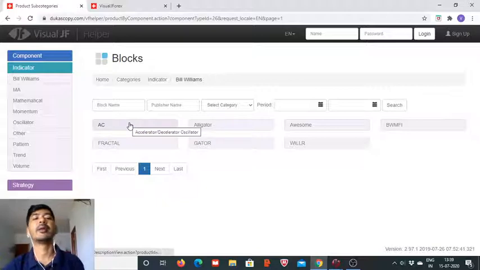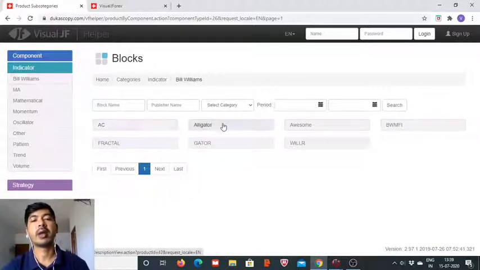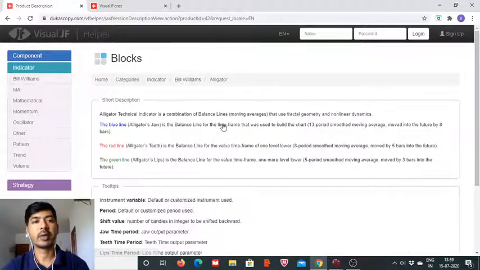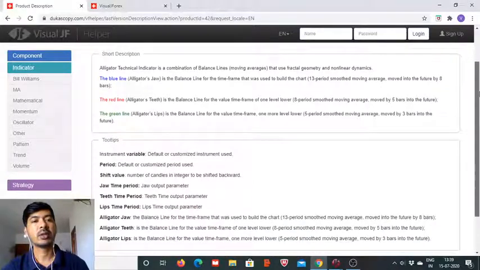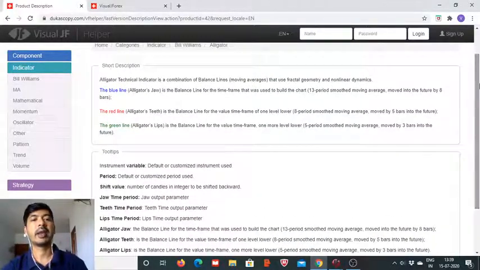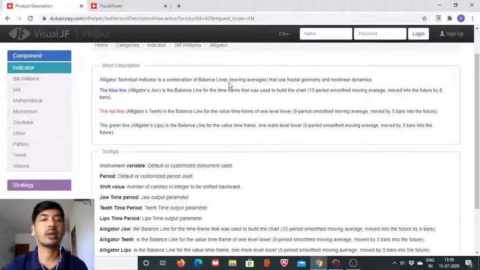Yesterday we had considered the acceleration deceleration oscillator. Now today it is the turn of the alligator block. So you will have this description of the alligator. An alligator is an indicator which is made of balanced lines, the moving averages, and it also uses the fractal geometry and the nonlinear dynamics.